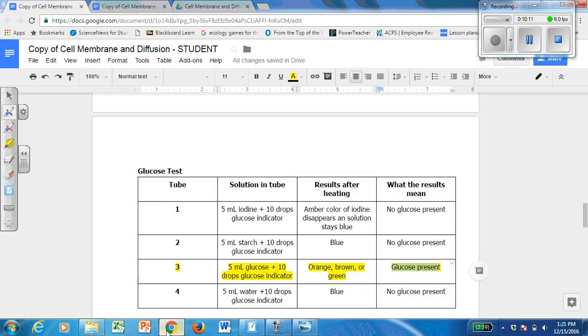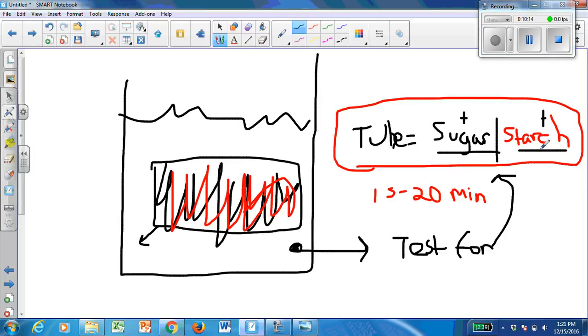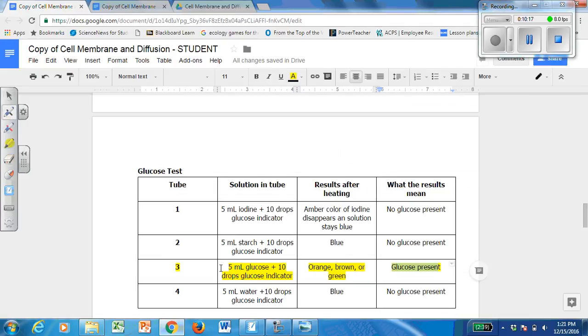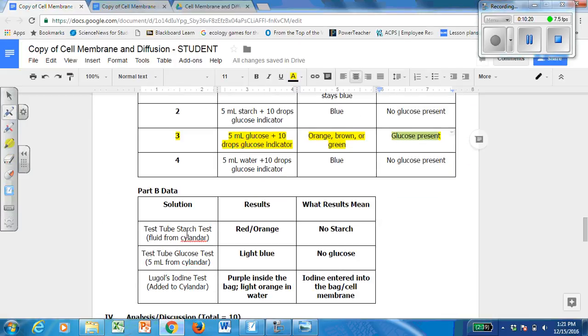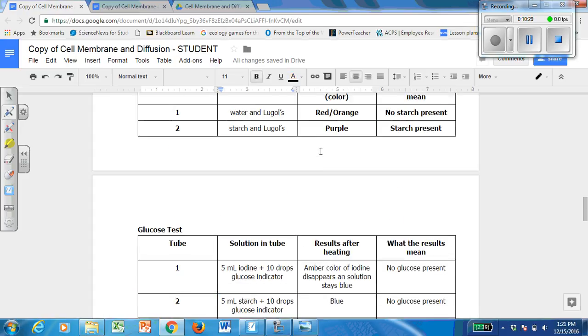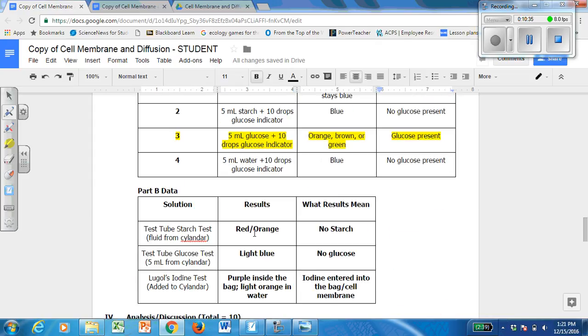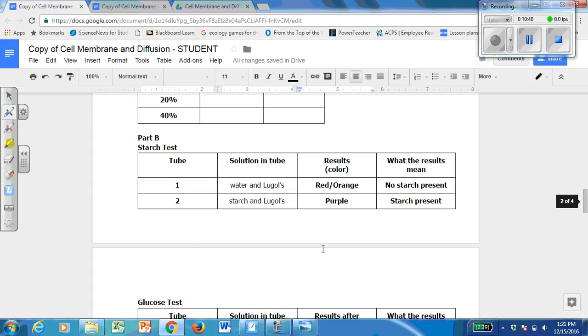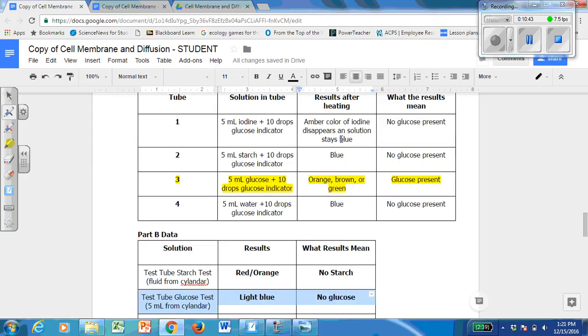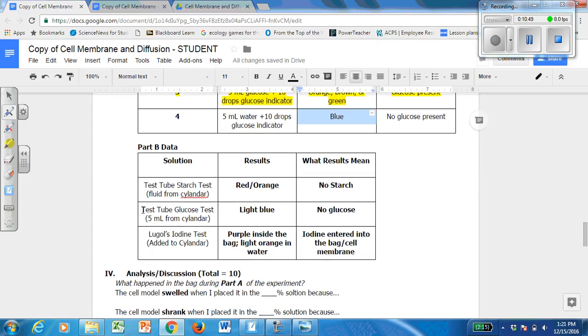So when students actually pulled the water out and did the sugar and the starch test, here's what they found. When they did their starch test, it turned red and orange. And again, going back to what we should have gotten, if it turned red and orange, it means no starch was present. So that means that no starch was able to get out of the bag. When they did their glucose test, it turned light blue. Anytime we have blue, it means that no glucose is present. So that also means that the glucose couldn't get out of the bag. It still stayed in the bag.